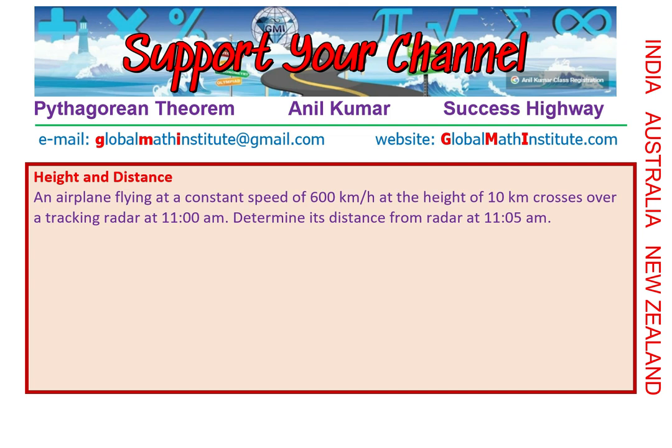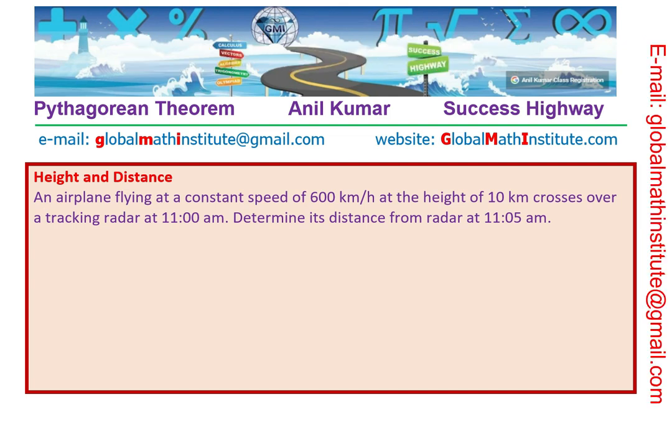So it is an airplane flying at a constant speed of 60 kilometers per hour at a height of 10 kilometers crosses over a tracking radar at 11 a.m. Determine its distance from the radar at 11:05. So let's say we have an airplane going in this particular direction and it crosses over a radar. Let's say that's the radar, right?